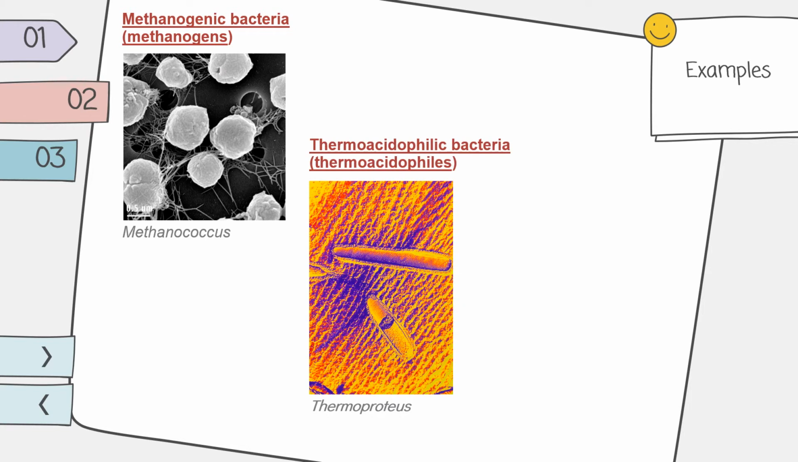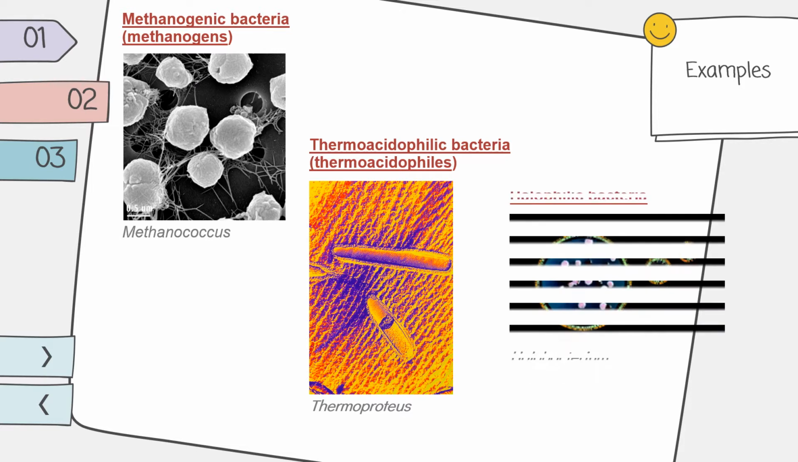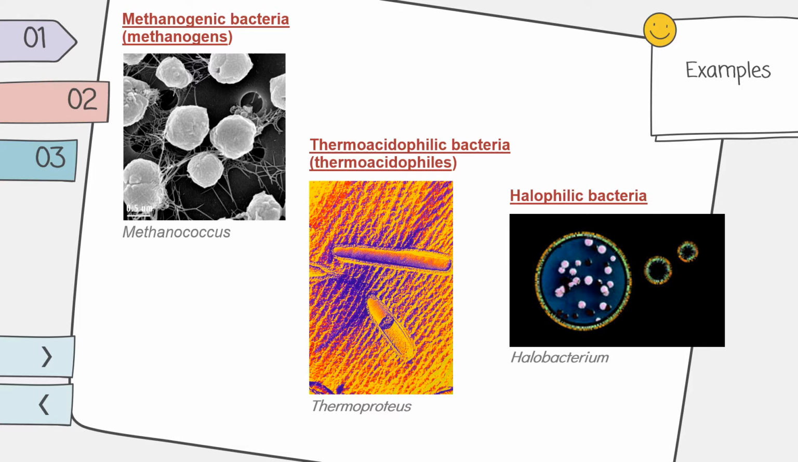Next is thermoacidophilic bacteria. These are bacteria that can be found living in hot springs. They are also capable of surviving in environmental conditions with very low pH. Thermoproteus is the example of thermoacidophilic bacteria. And the last one is halophilic bacteria. This includes bacteria that can be found living in extremely salty condition, for example, bacteria found in the Dead Sea.